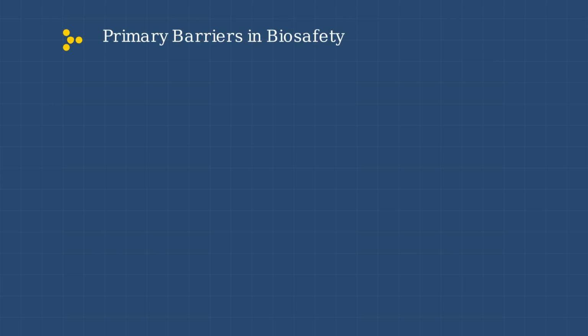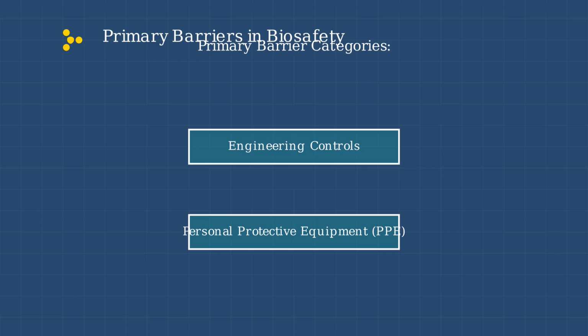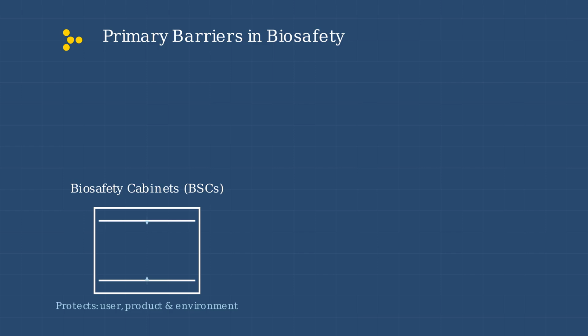Primary barriers are the first line of defense in biosafety. They are defined as equipment and personal protective equipment that create separation between laboratory personnel and hazardous biological materials. Primary barriers fall into two main categories: engineering controls and personal protective equipment. Engineering controls include biosafety cabinets, which provide protection for the user, product, and environment through HEPA filtration.